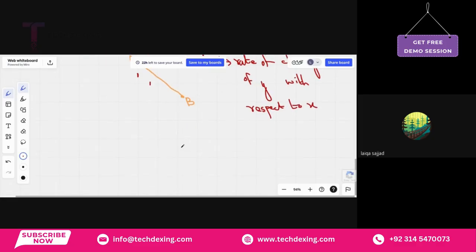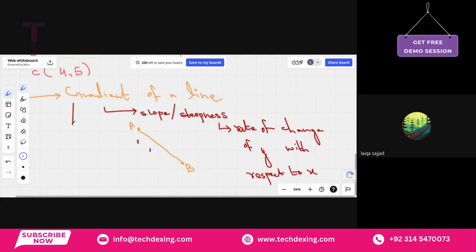Okay, for example, we usually represent the gradient of any line as m. For example, this is the line which has points A and B. I will show the gradient of this line as m with the subscript AB. It represents that I am writing the gradient of the line AB.